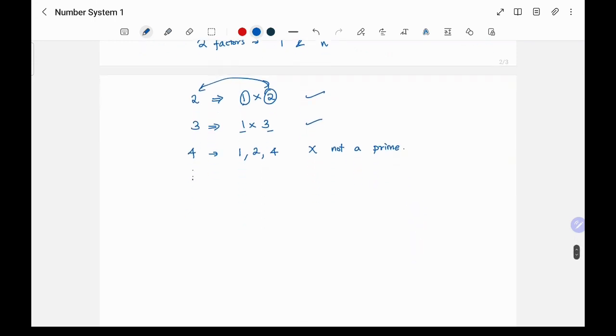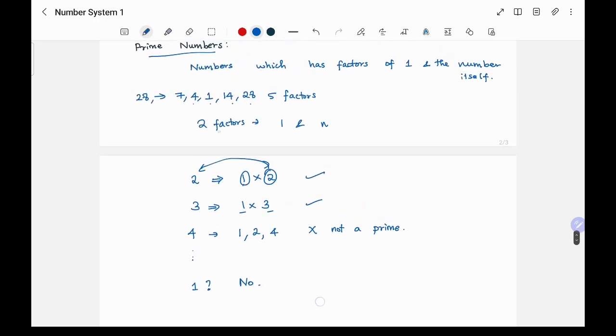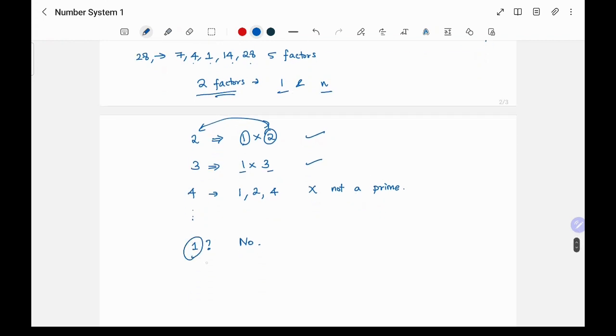So this way you can check for other numbers also. But one special thing is, what about 1? Is 1 a prime number? No. Because as I said already, a prime number has 2 factors, 1 and the number itself. But 1 has only one factor, which is 1 itself. So 1 is not a prime.